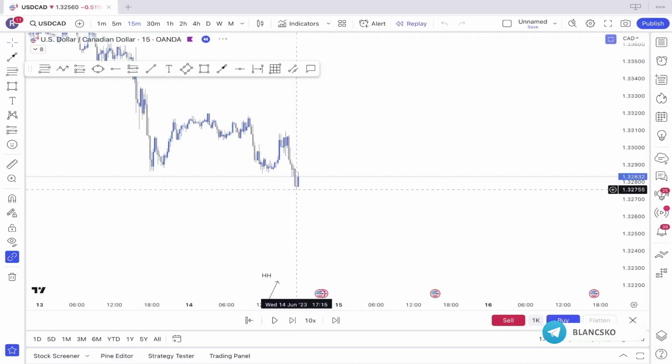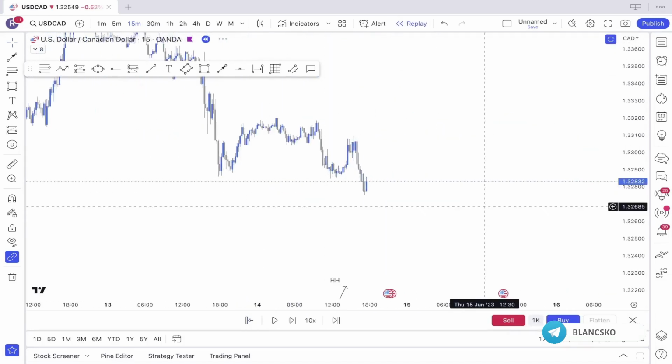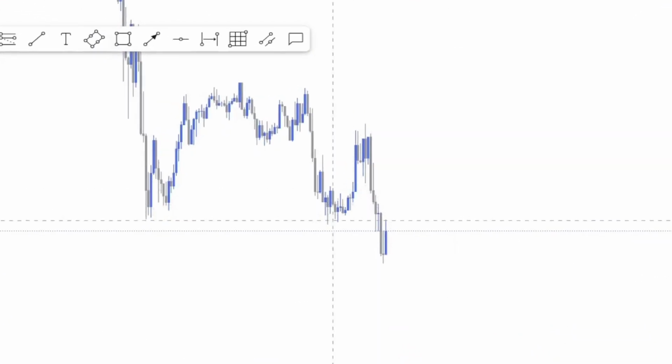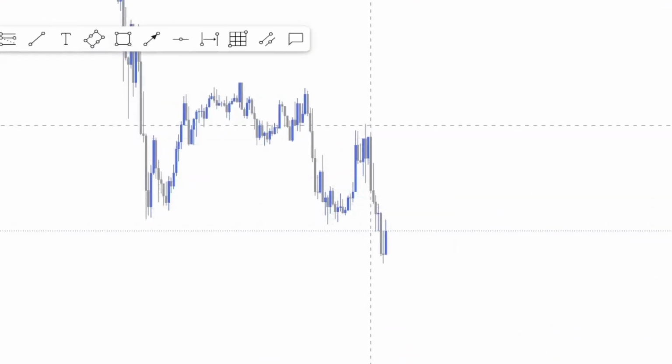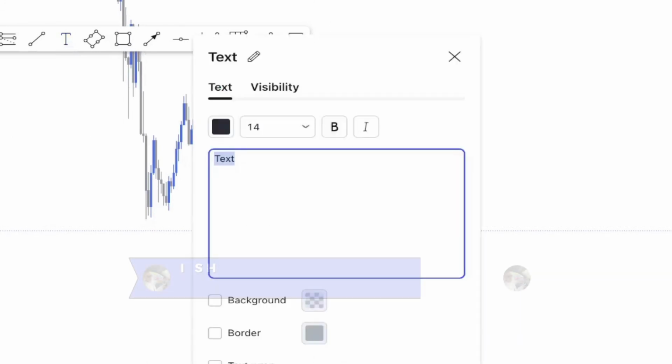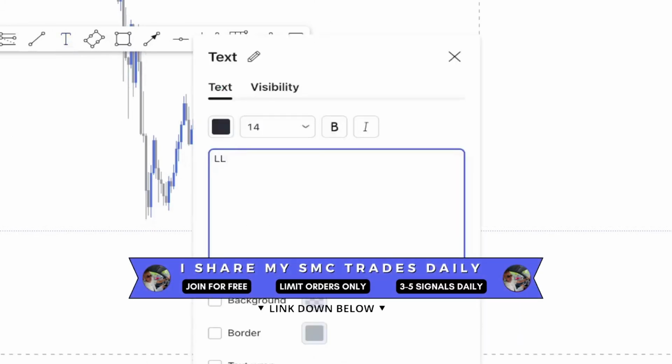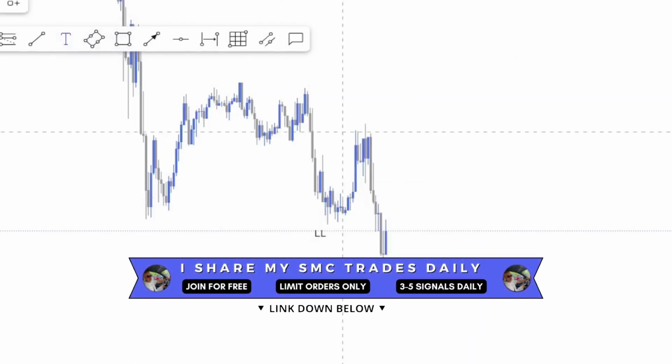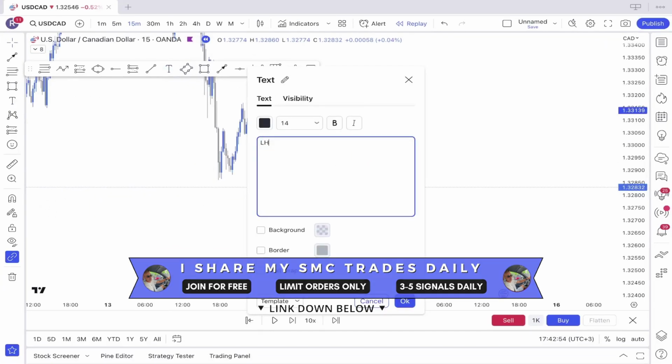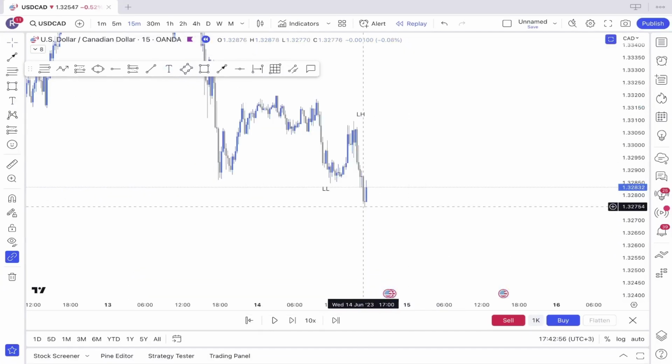So check this out. Right here, we can say that we have an intraday downtrend. Okay, we have a lower low. This is a lower high. Okay, we can also mark them down if we want to. So we have a lower low right here. Right here, we have a lower high. Okay, and then we created a brand new lower low right there.